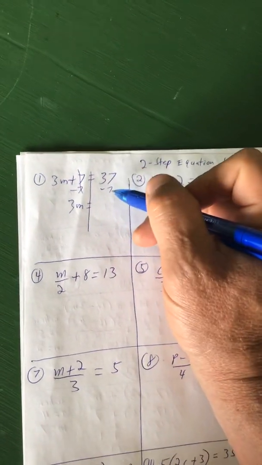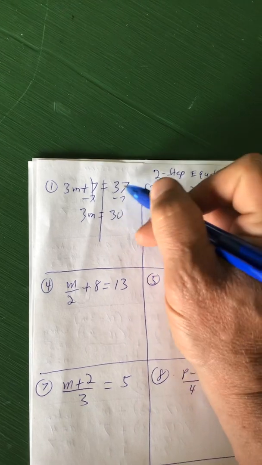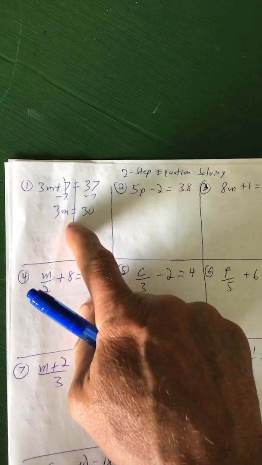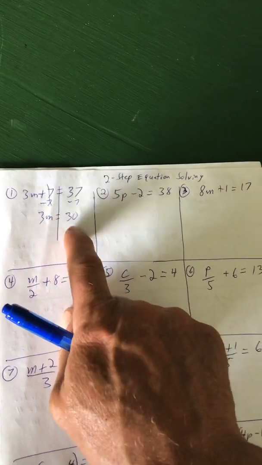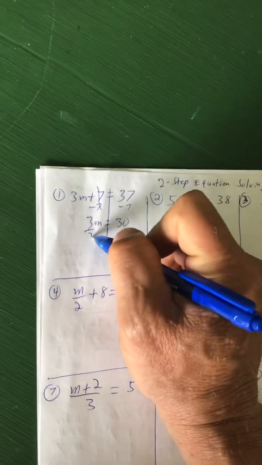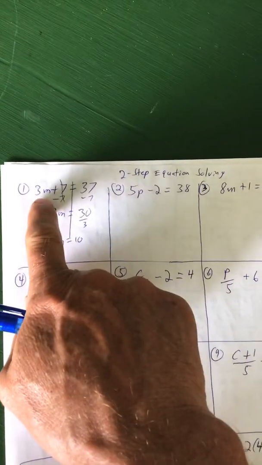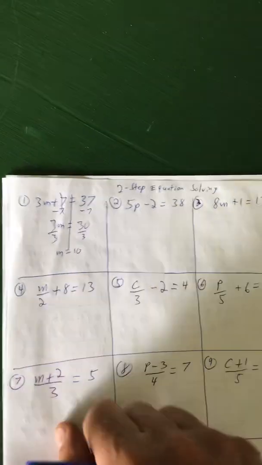And 37 minus 7 is 30. Now you just have a one-step equation. The opposite of multiplying by 3 is dividing by 3. You divide by 3, and m equals 10. And you can check in your head: 3 times 10 is 30, plus 7 is 37. So I'm right, and I know I'm right.